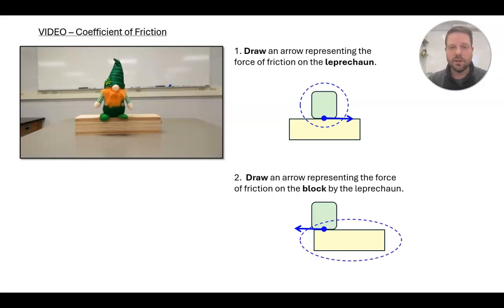We'll typically only look at one of these two objects, but this is just to convey the idea that friction acts between the two surfaces that are interacting and is exerted on both surfaces, although we'll probably just look at the one on top, like the leprechaun, for example.